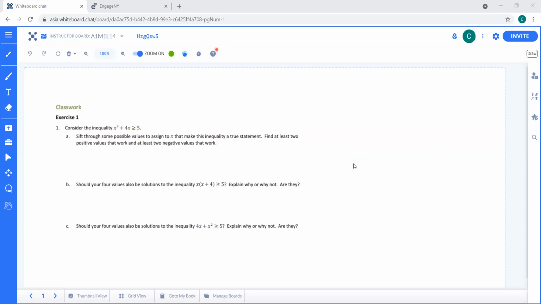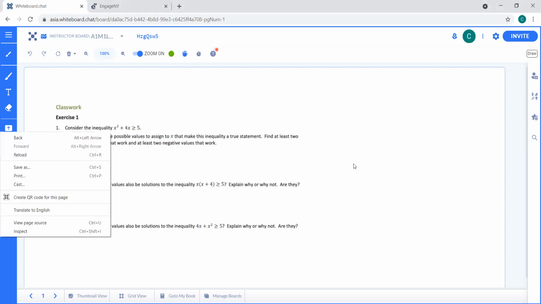Should your 4 values be the solution of the second inequality as well? Okay, sure. Explain why or why not. These are pretty simple questions here.